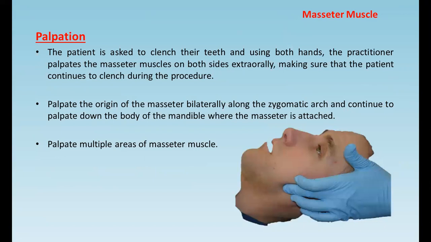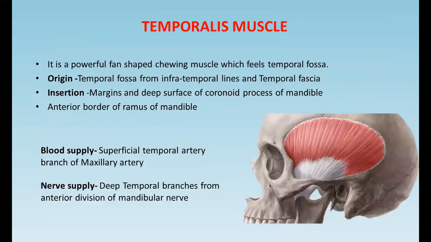Now, coming to the palpation, it is palpated by asking the patient to clench their teeth and using both hands, and this muscle is palpated on both sides extraorally, making sure that the patient continues to clench during the procedure. Palpate the origin of the muscle bilaterally along the zygomatic arch and continue to palpate down the body of mandible where the muscle is attached. So palpation is done in multiple areas for the masseter muscle.